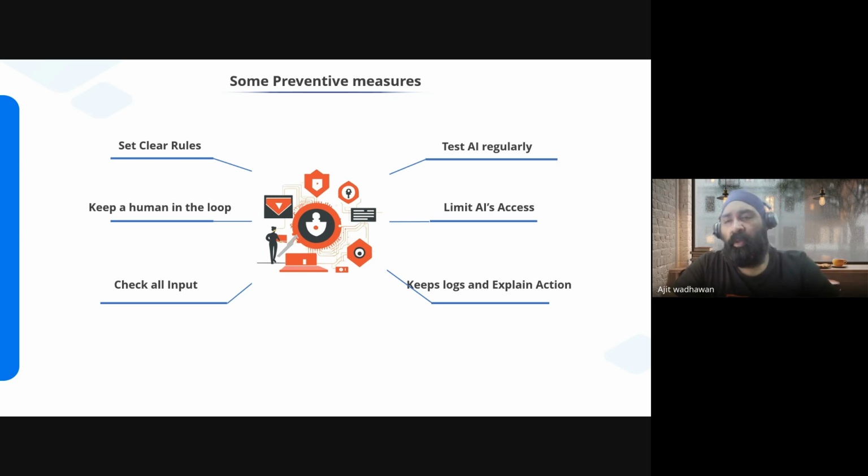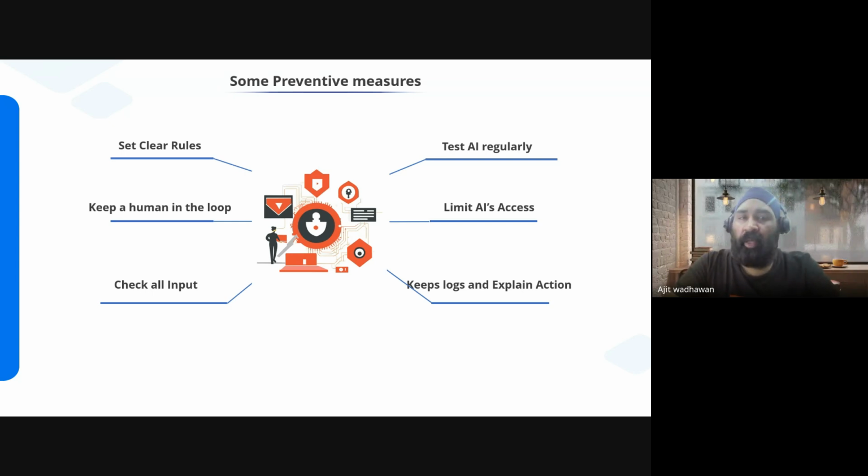Check all inputs, sanitize inputs to prevent tricking the AI, because input validation is one of the Swiss Army knife controls for practically everything. Test your AI regularly. Simulate attacks to find weaknesses: red teaming, blue teaming. Keep logs and explain the actions. Make the AI log and explain decisions. And let AI act only when the threat is truly high.